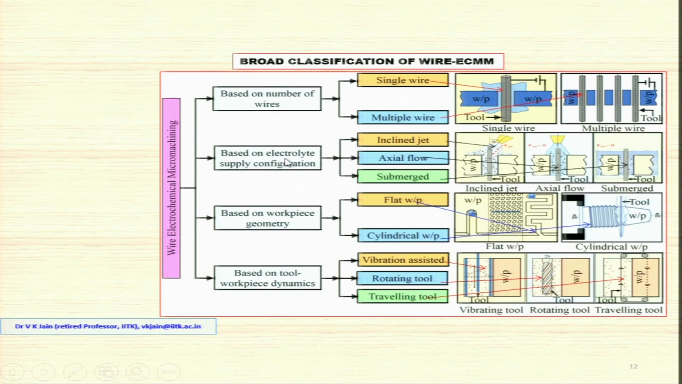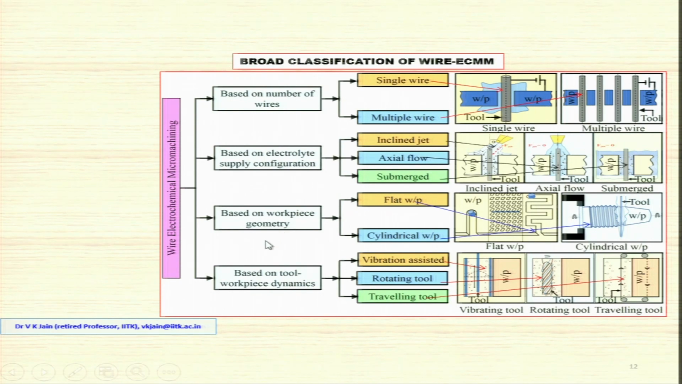It can be classified based on electrolyte supply configuration. You can have an inclined jet. This is the jet which is inclined as compared to the axis of the wire. Then axial flow: this is the axial flow jet, and this is the axis of the wire, and this is the axis of the nozzle which is supplying the electrolyte. And third is the submerged one. Here this is the electrolyte tank, this is the wire, this is the workpiece, and this electrolyte is filled up. So workpiece and wire both are submerged over there.